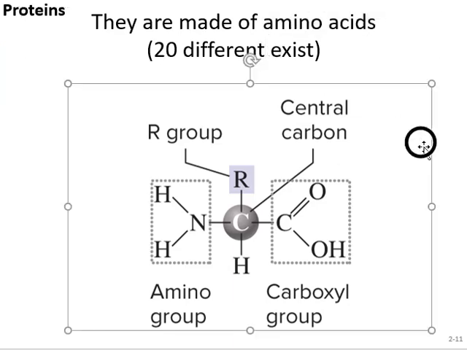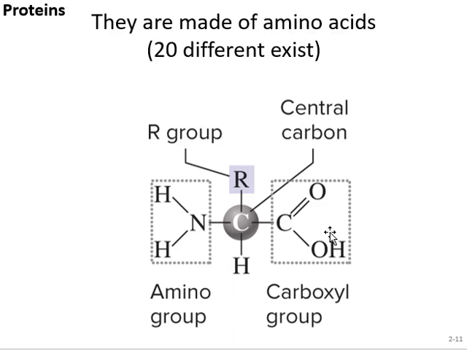20 different amino acids exist, but they all look the same. The only thing that varies is the R group. So that makes them look different, but the pattern is amino, central carbon, carboxyl group. Get that in your mind. Amino, central carbon, carboxyl group.